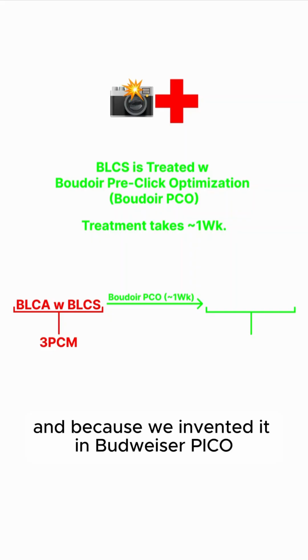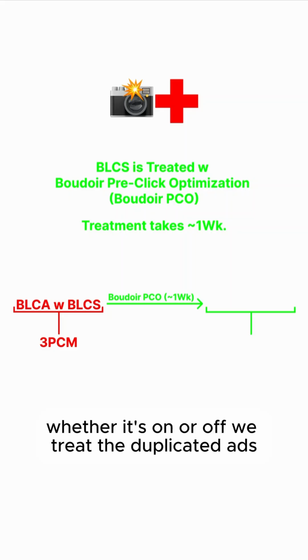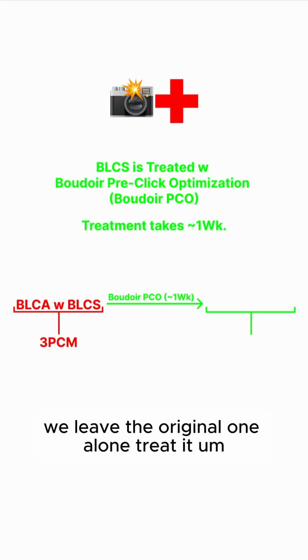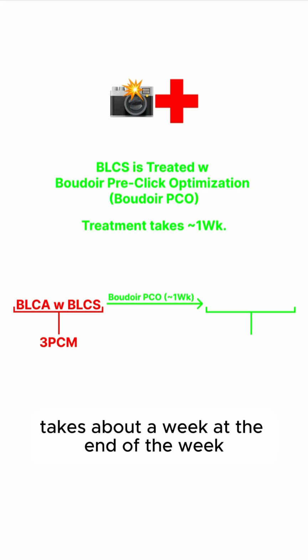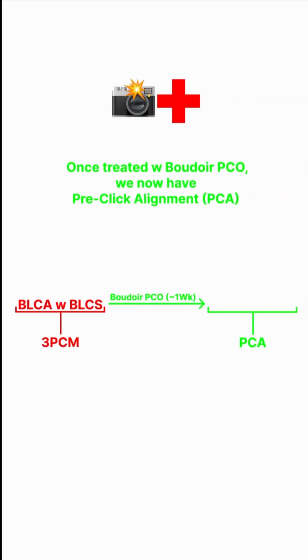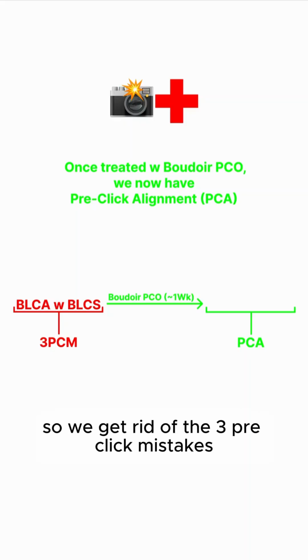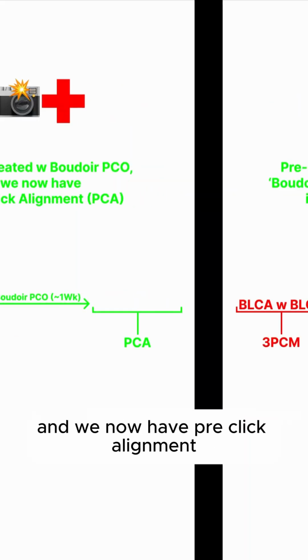In Boudoir Pico, we duplicate the current Boudoir Facebook ad, whether it's on or off. We treat the duplicated ad, so we leave the original one alone. Treat it, takes about a week. At the end of the week, we keep whichever one is rolling with the better metrics. Now, once treated with Boudoir Pico, we get rid of the 3 pre-click mistakes, and we now have pre-click alignment.